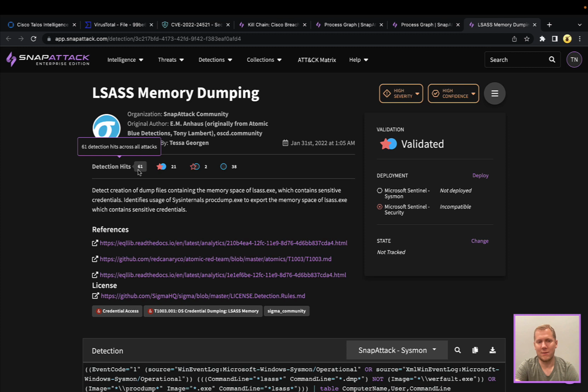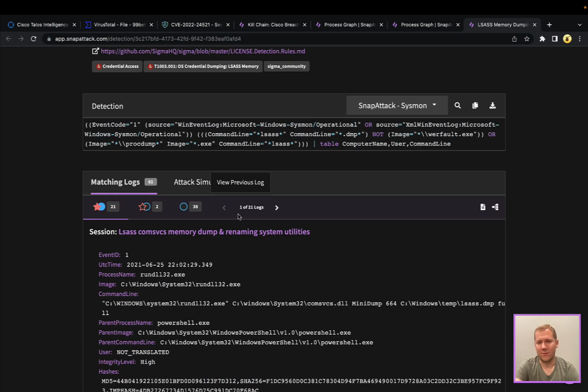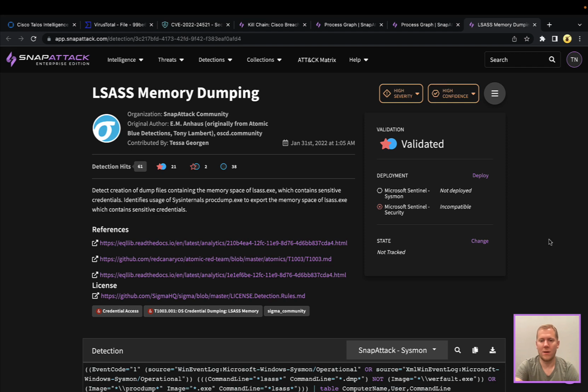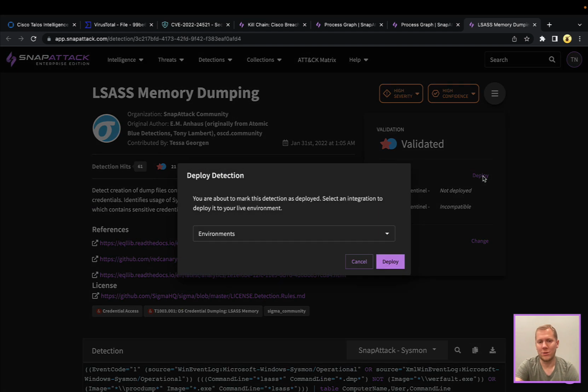We can see it's hit 61 times across all of our attacks. 21 of those are validated. It's high severity, it's high confidence. So we can take a look and we could dive into those logs. Or if I test it in my environment, I say, yep, hey, this is good. You know, one click, I can actually go ahead and deploy this.